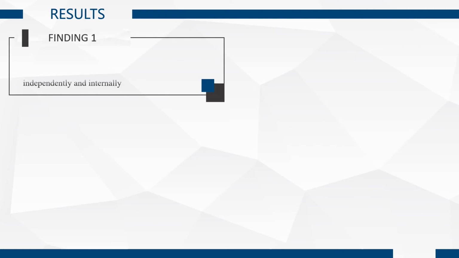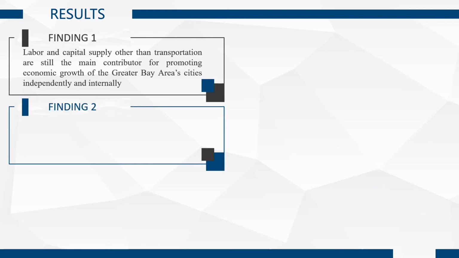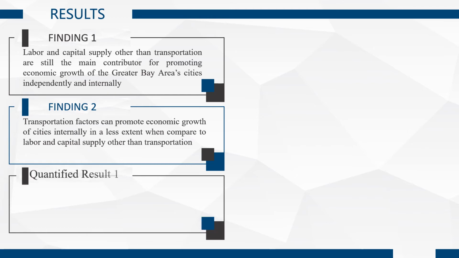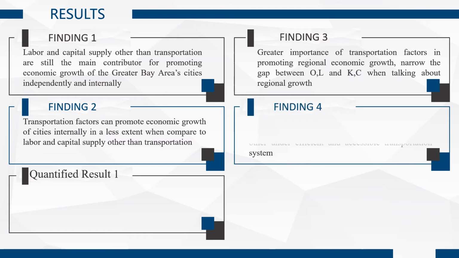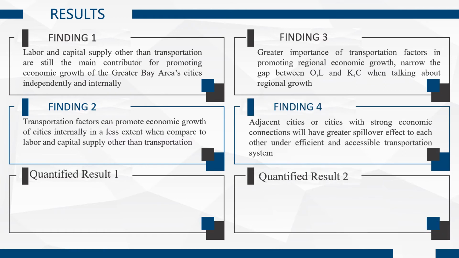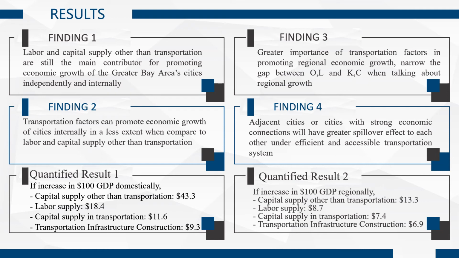Here are the results. Number one, we realized that labor and capital supply, other than transportation, are still the main contributors for promoting economic growth of the Greater Bay Area cities independently and internally. This is quite intuitive because the production of an economy is hugely dependent on labor, capital, technology, human capital, these kinds of factors, rather than transportation.